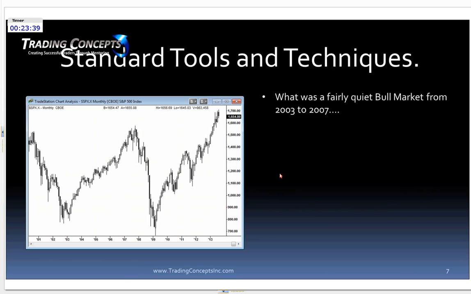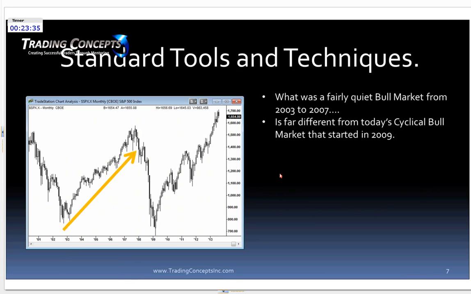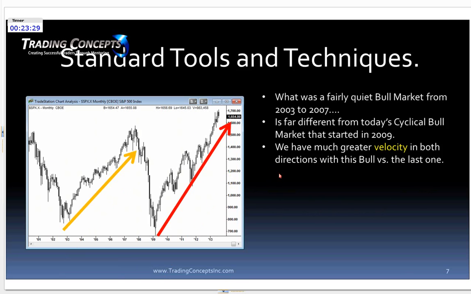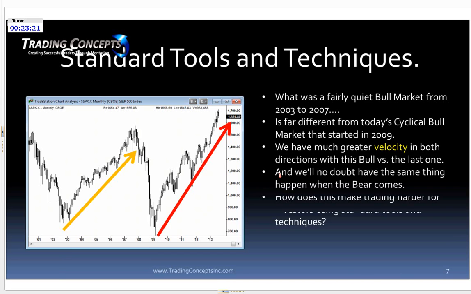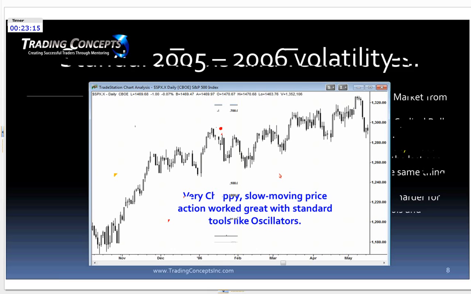What was a fairly quiet bull market from 2003 to 2007 is far different from today's cyclical bull that started in 2009. We have much greater velocity in both directions with this bull versus the last one. And we will no doubt have the same thing happen when the bear comes. And guess what? It will come, guys.